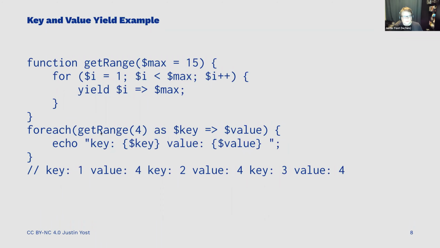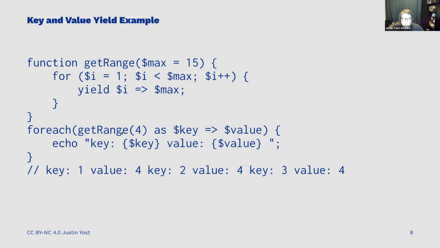So for each, we get range 4, right? That kicks off get range. I is equal to 1. 1 is less than our max of 4. We call yield 1 as the key, yield 4 as the max or the value, right? That pauses this inner function, this get range function, that kicks us into the foreach function, which passes back 1 and 4. So we call key value 1, 4, right?